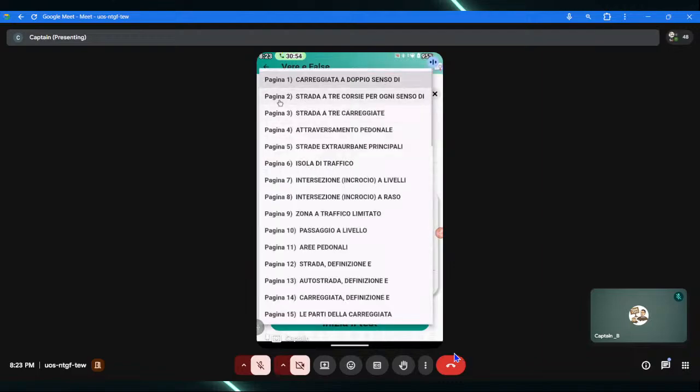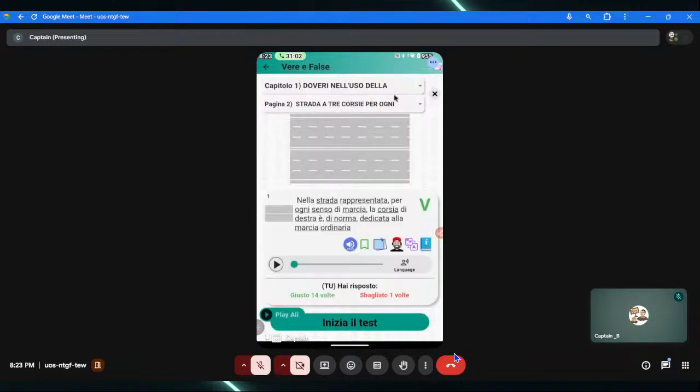All right. Pagina 2. Strada a 3 corsie per ogni senso di marcia. Look at it here. Road, carriageway, road of 3 lanes. And these lanes have their own movements.